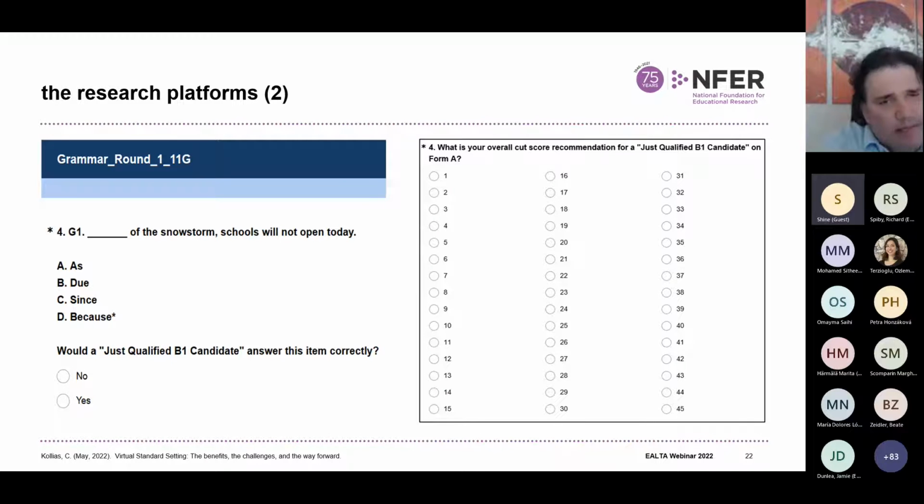The platform also allowed me to collect round 3 judgments, where I used the extended Angoff method, in which judges entered a final score out of the 45-item test. In other words, the maximum number of items on the test instrument.